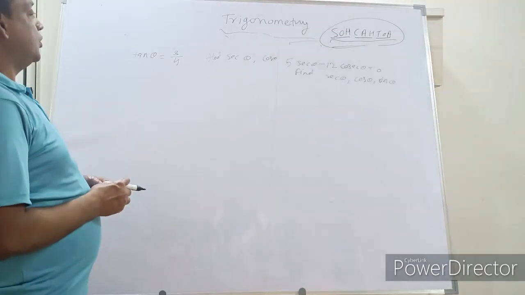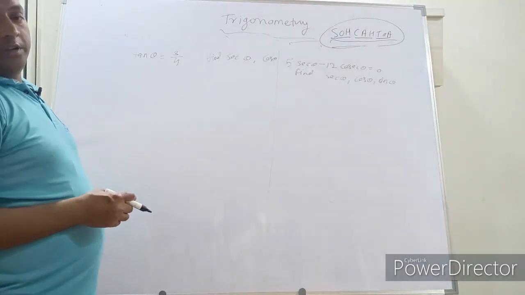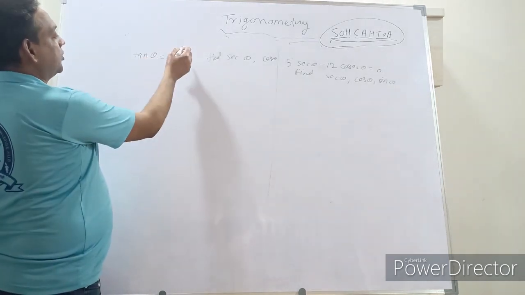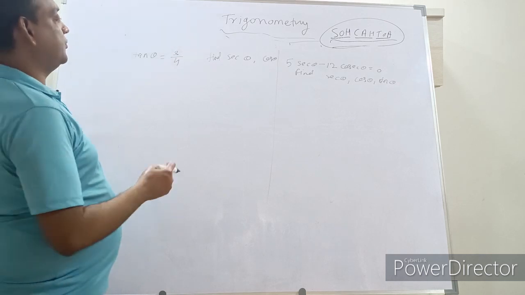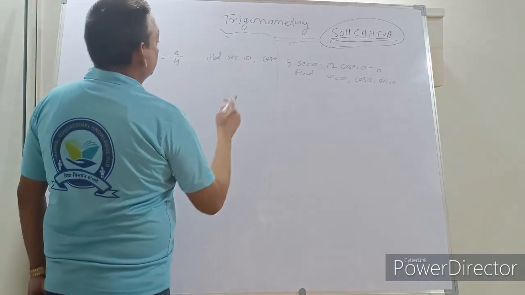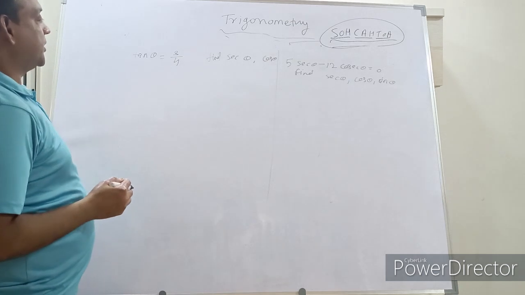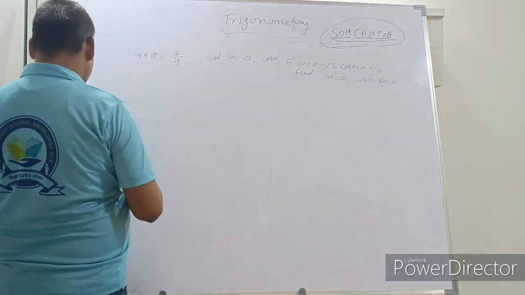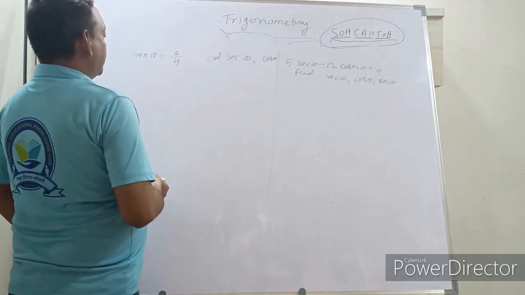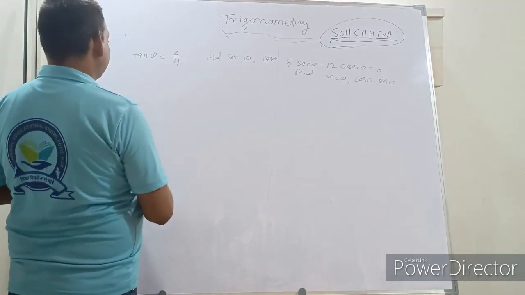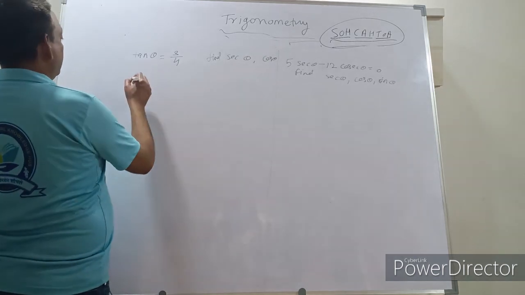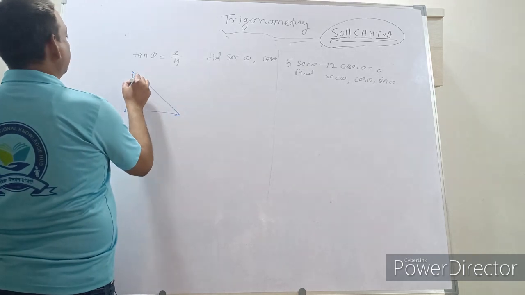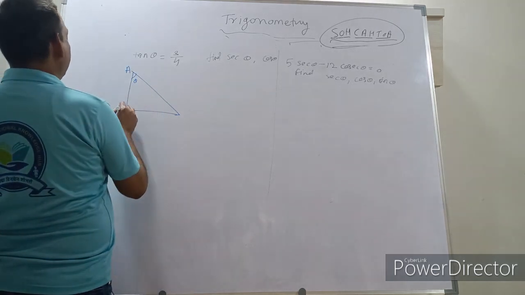Okay, so let's do a few sums based on whatever we did today. If they give tan theta is equal to 3 upon 4 and they ask you to find sec theta and cos theta, the first method is to make a triangle for this. Make a right angle triangle, and this angle is theta, with vertices A, B and C.